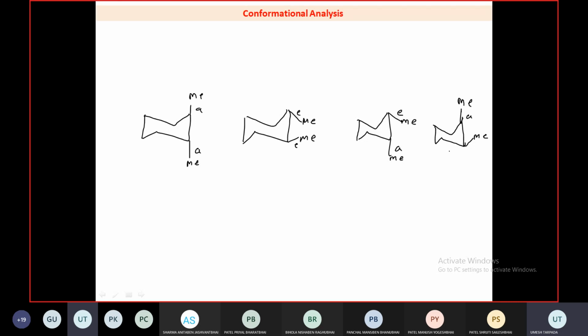So in this case, if you check the stability order, which structure is more stable? 1, 2, 3, and 4. Definitely 2 is more stable, because both groups are at equatorial. Then 1 is the least stable, but structures 3 and 4 have the same stability because the same groups are there. In the earlier case the groups were different, one ethyl and another methyl, but here both are methyl groups. So they have the same stability. So see, this is the stability order.